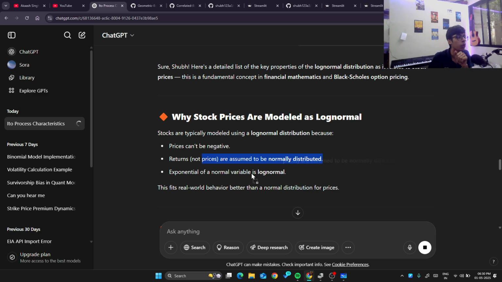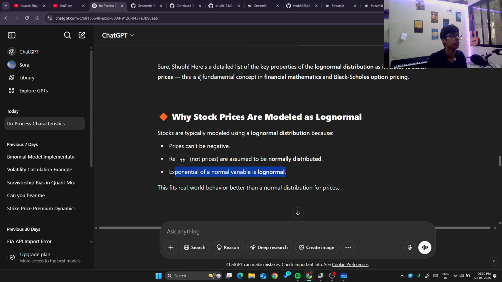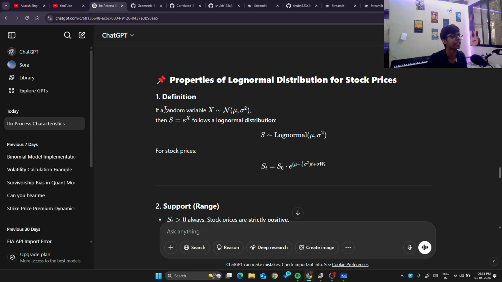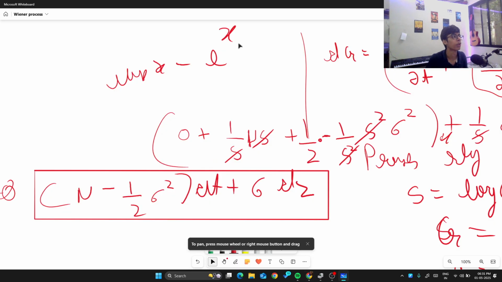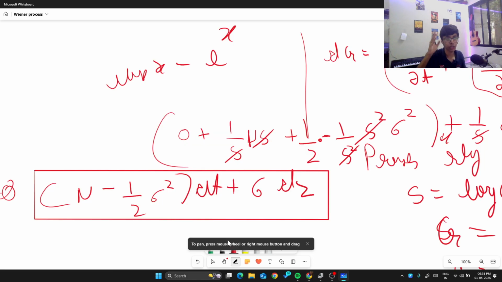The exponent of a normal variable is log normal. That is the property, right? Log of x equal to e upon x. The first behavior property is x is normally distributed, S is log normal distributed, and this formula came from Ito's lemma. You can see this is the arithmetic Brownian motion, and it is in exponent form, and S0 is the exponent of this. You have to connect the dots.